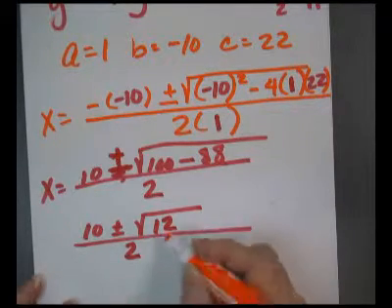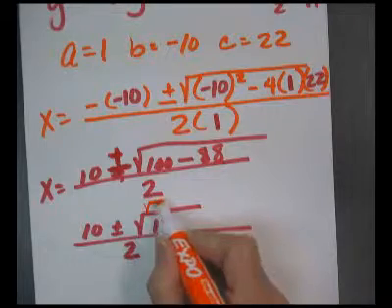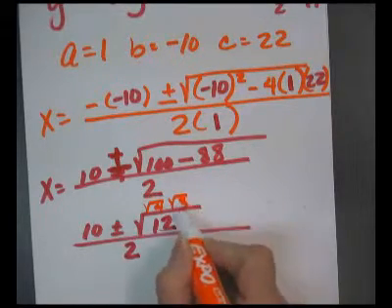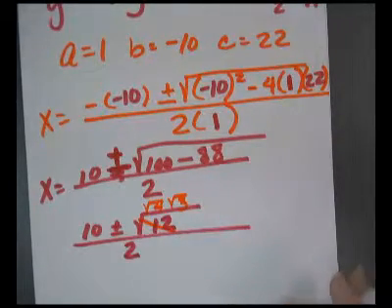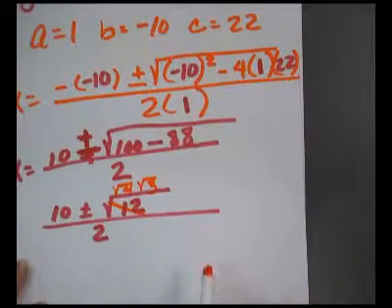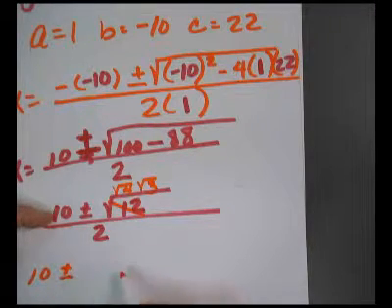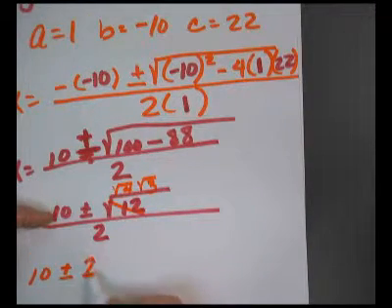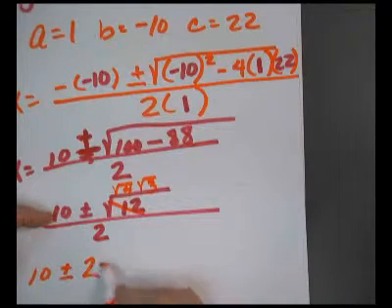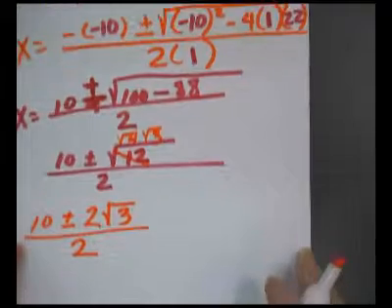Okay, we want to turn that into square root of 4 times square root of 3, right? Like we did last time. So we have 10 plus or minus, square root of 4 is 2, and we have square root of 3, all over 2. Does everybody follow me there?